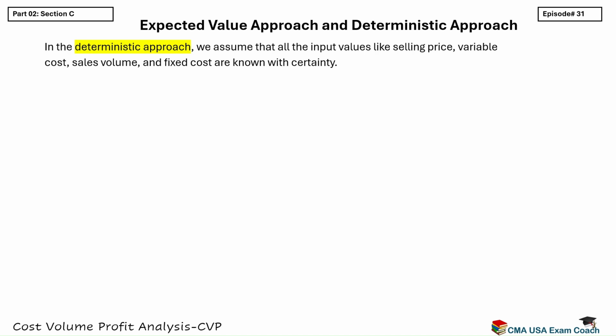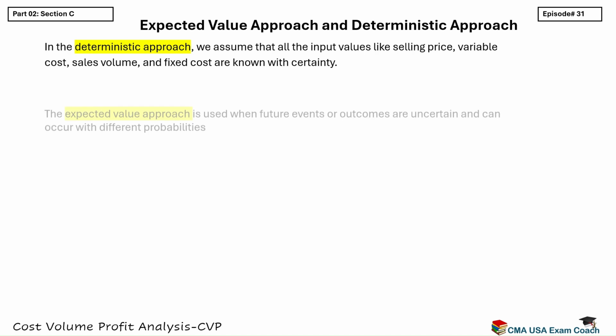For example, if we know our selling price is $50, variable cost is $30, and fixed cost is $20,000, we simply apply formulas using those exact values. There is no room for variability or changing scenarios. Now let's understand the expected value approach.